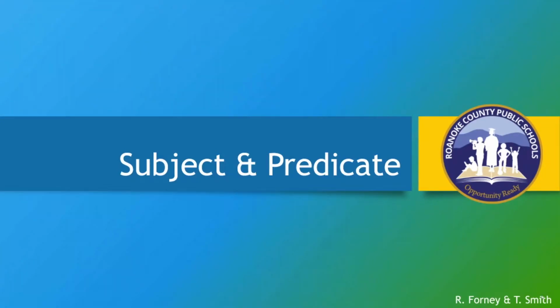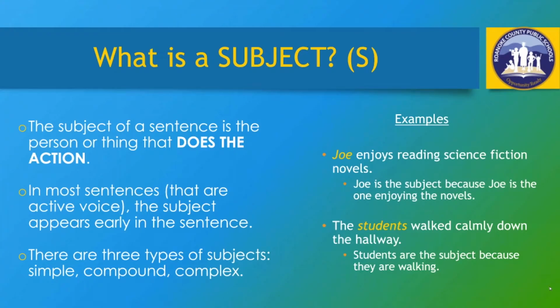In today's grammar lesson, we will be going over subject and predicate. So what is a subject? The subject of a sentence is the person or thing that does the action. So you need to look at the verb for the action. In most sentences that are in active voice, the subject appears early in the sentence.